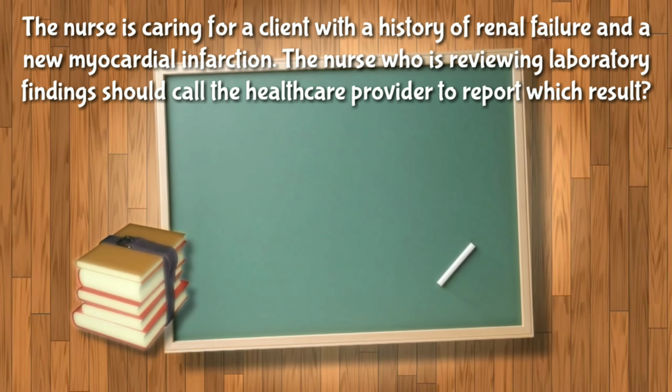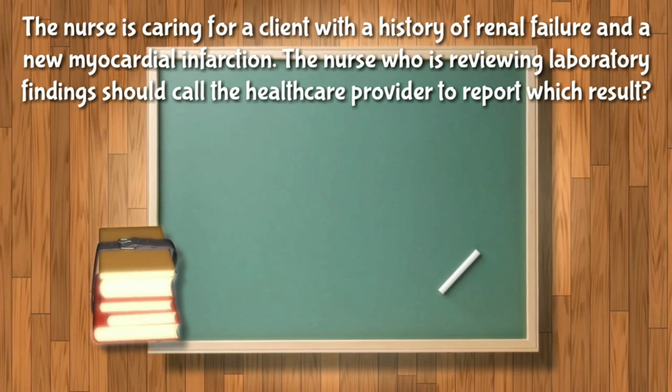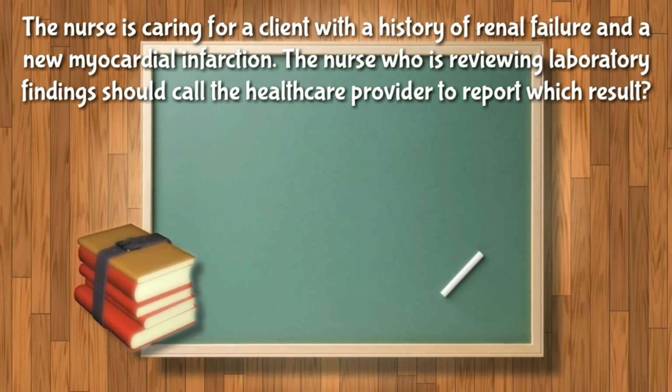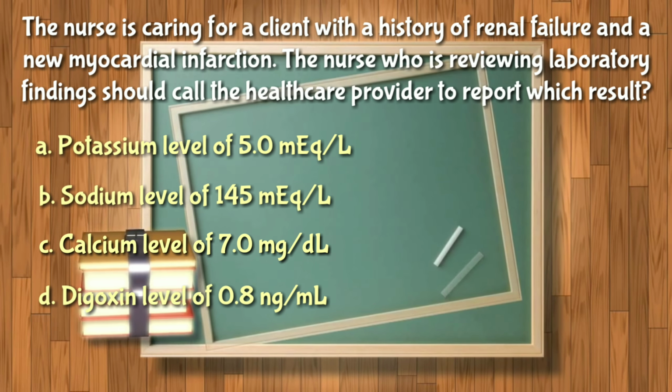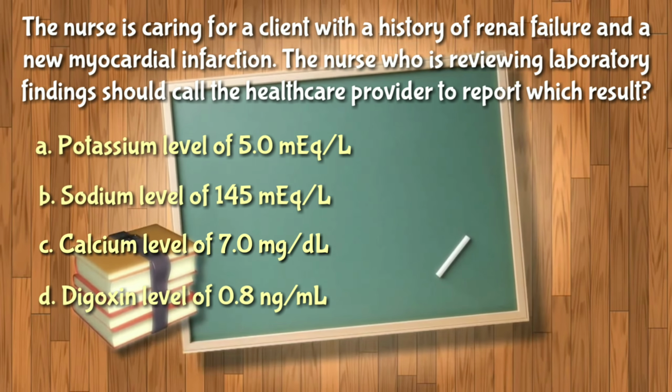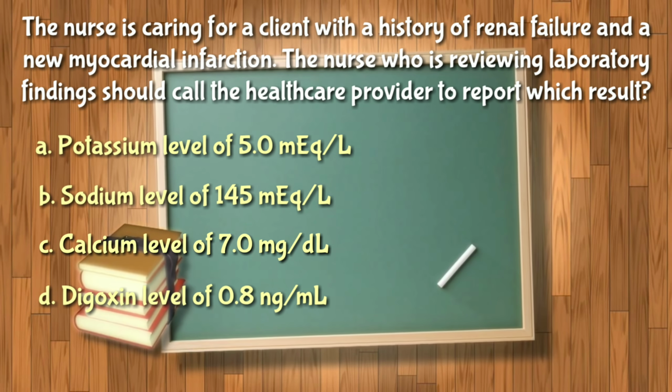the nurse is caring for a client with a history of renal failure and a new myocardial infarction. The nurse who is reviewing laboratory findings should call the healthcare provider to report which result. Now for this question, we are searching for an abnormal value that is very alarming to a patient with a myocardial infarction. So you must know the normal value of these following.